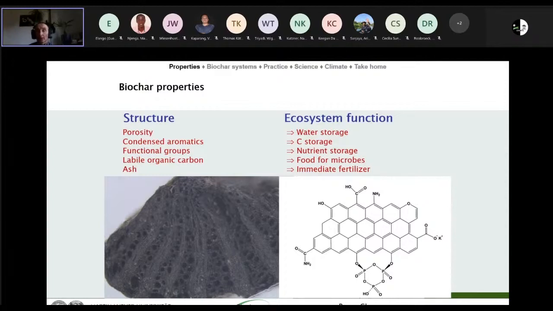So it's good for soil nutrition, but we also have some labile carbon enhancing microbial processes in the soil. And of course, we have more or less parts of ash during the production, which is the immediate fertilizer. I have to stress here already that biochar is not a fertilizer, so it should never be used alone. It's rather a soil ameliorator, which brings me to the next slide.